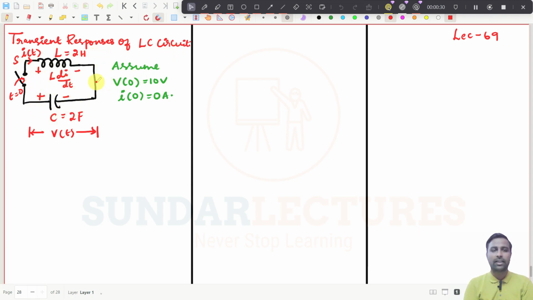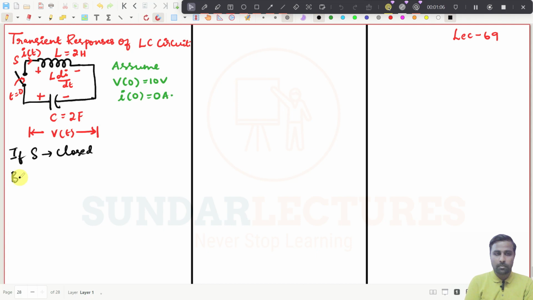We have connected L and C in this manner, and we have put a switch over here. Before closing the switch we have to assume that the capacitor carries 10 volt and there is no initial current flowing through the inductor. These two conditions you have to assume before closing the switch, right? Now if S is closed, the circuit will be fully closed. And now if you want to write the KVL expression, what you will get?